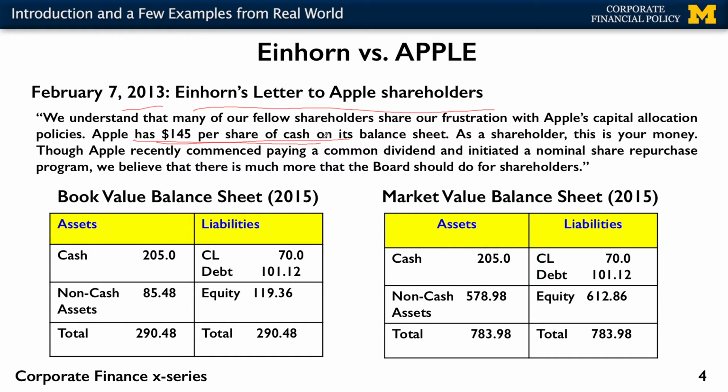And Einhorn wanted the company to pay out that cash as dividend. His idea was that, look, as a shareholder, this is the letter he's writing to the shareholders of Apple. And he's claiming that, look, Apple has a lot of cash, and as a shareholder, this is your money. So the board of Apple should pay out this cash as dividend or some other scheme of paying out to its shareholders.